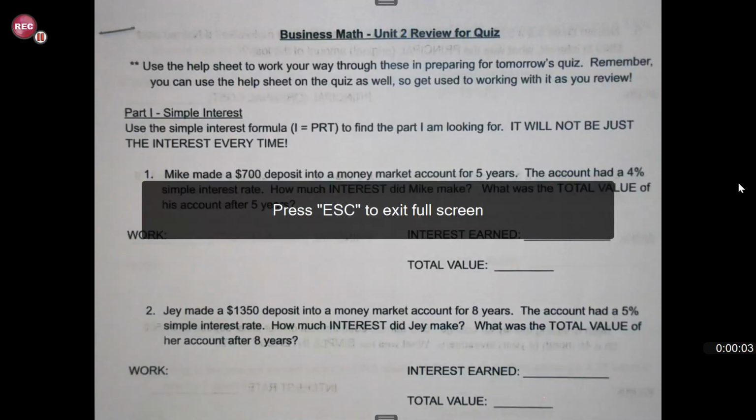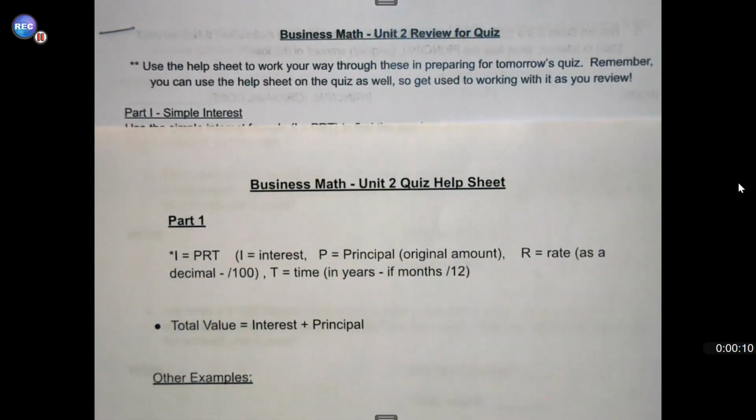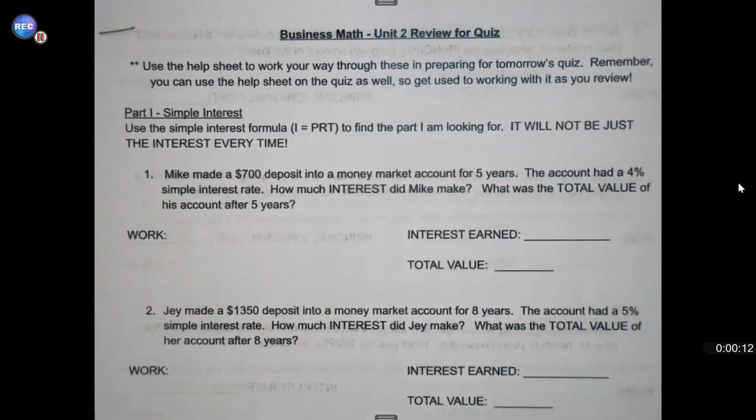All right. So, our preview for the quiz. Again, the help sheet that you've got, you're going to want to be referencing as you go because you get to use it tomorrow. So, hey, good deal. All right. Part 1, simple interest, way back at the beginning.